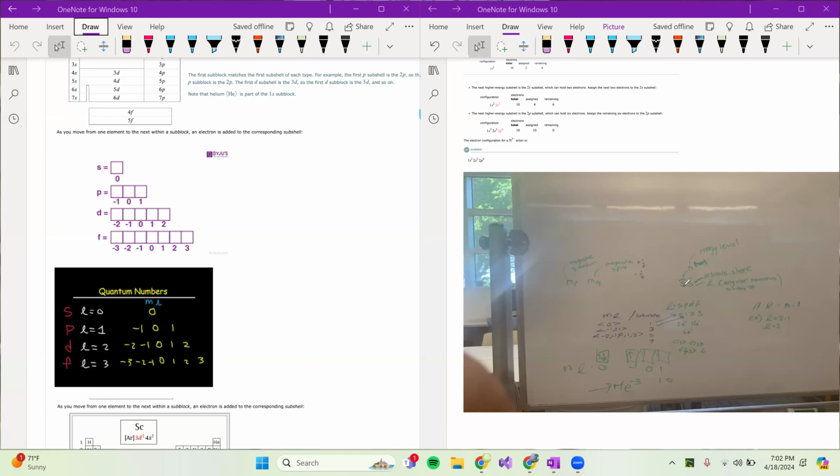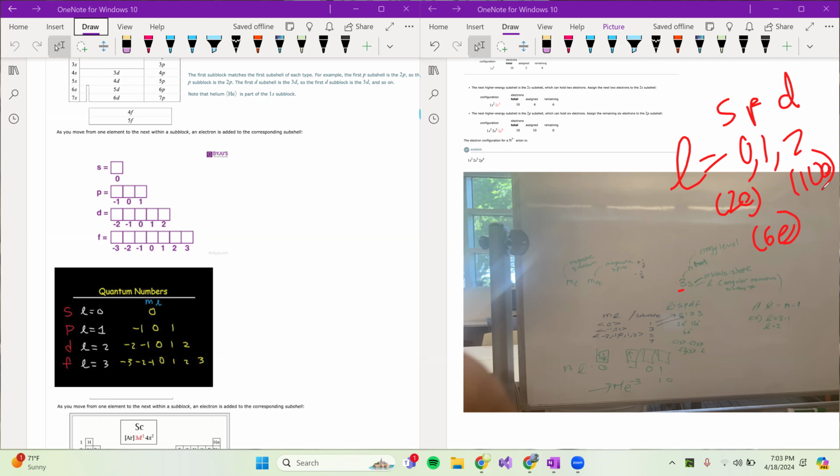So if we know what the n level is, say 3, then we know that the angular quantum number is going to be n minus 1. So the possible subshells are 0, 1, 2, and we know it's S, P, D. From there, know that the S subshell can only hold 2 electrons, P can only hold 6, and D can only hold 10. So that's 3s, 3p, 3d.